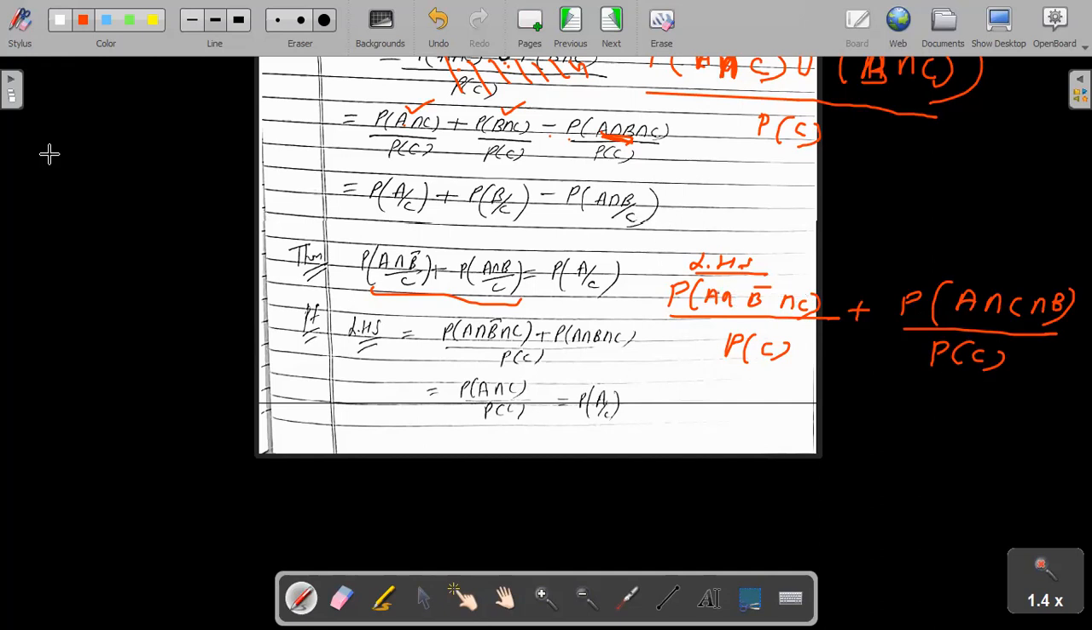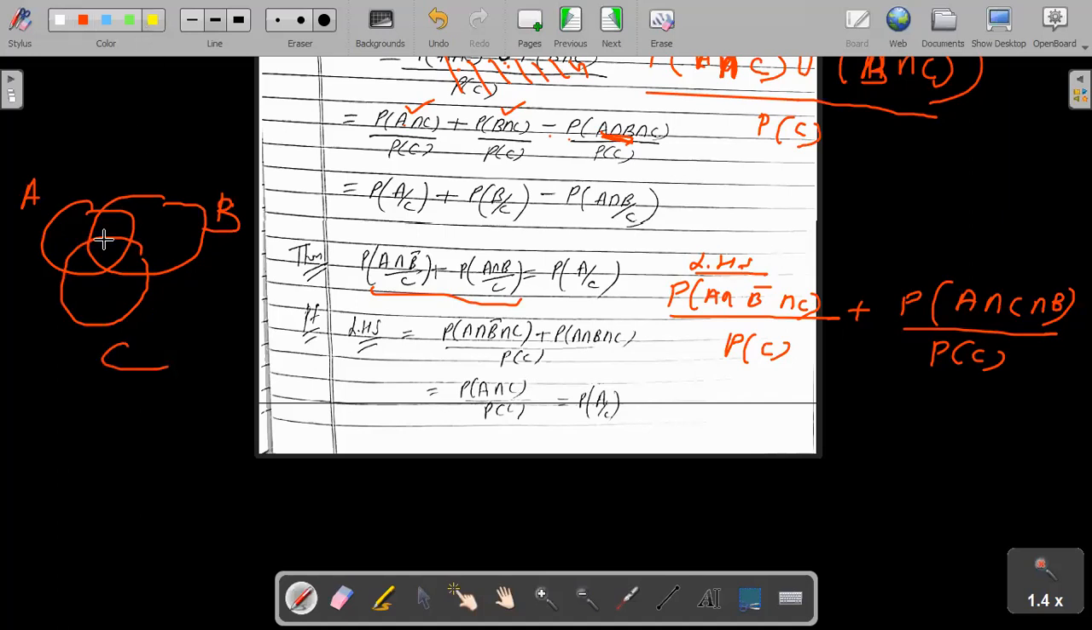So if you see A intersection C, suppose this is A, this is my B, and this is my C. So if you see, what are we doing? A intersection C. This portion, this yellow portion is A intersection C. Let me draw just one white line in between so that we are able to see. The white portion on this side is in B, and the yellow portion on the other side of the white portion is in B bar.